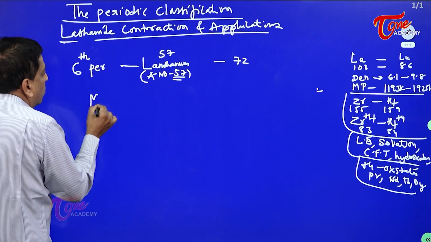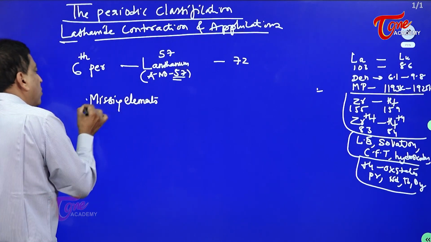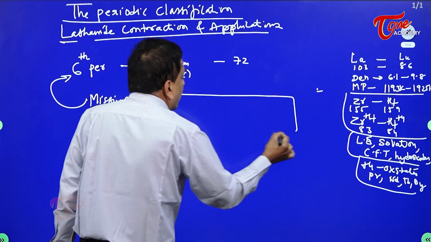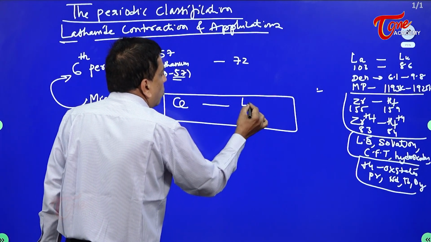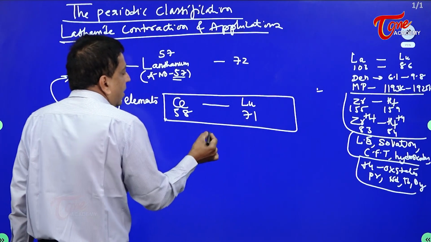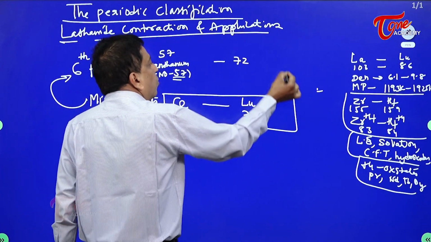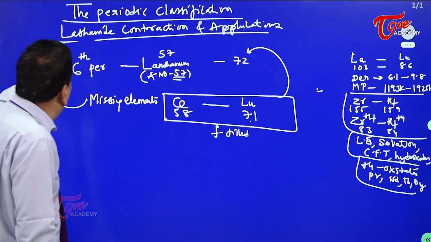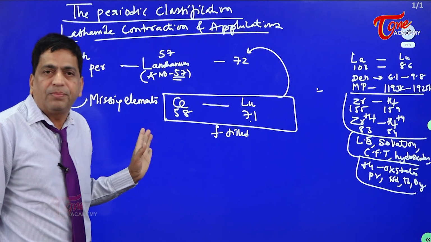So the missing elements also belong to the 6th period, but they are put at the bottom. That is nothing but the lanthanides. So it is cerium to lutetium, that is 58 to 71. Here the F will be filled. After 71, you climb to 72. So basically, these missing elements also belong to the 6th period, but they are placed at the bottom. Once they are filled, they go to the top.